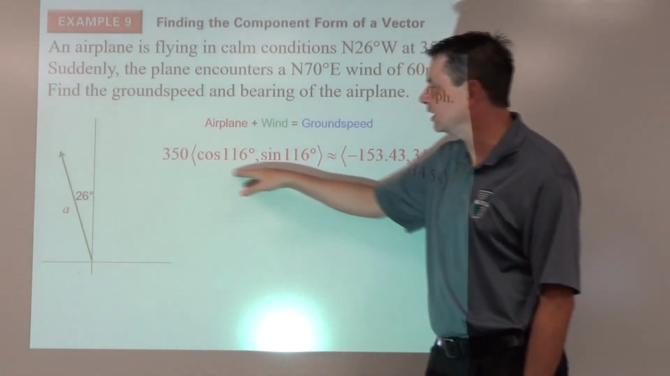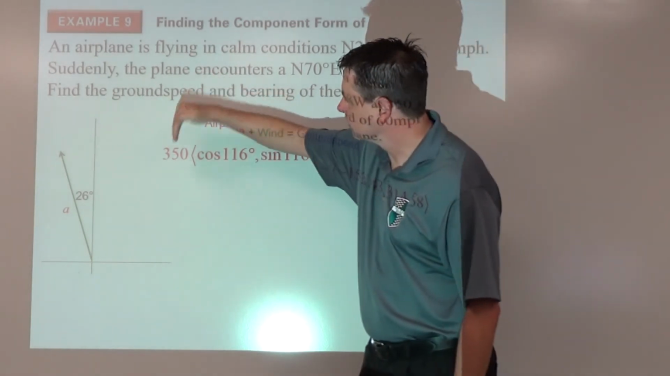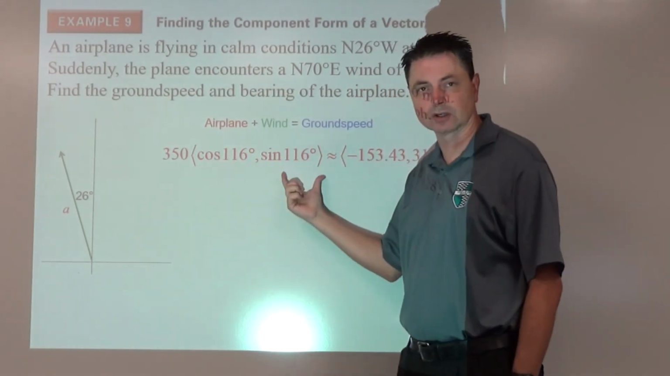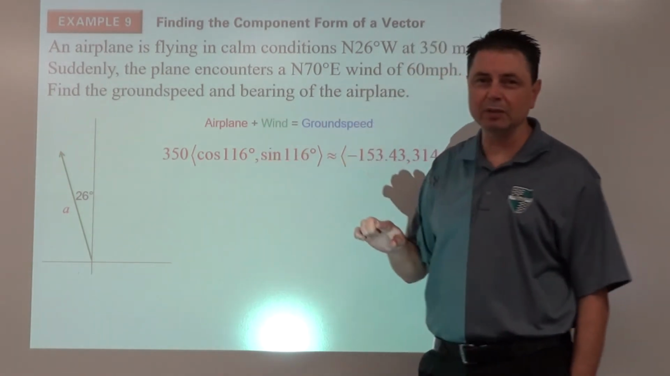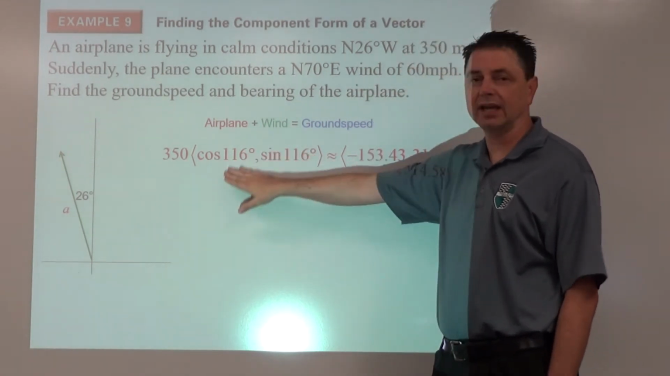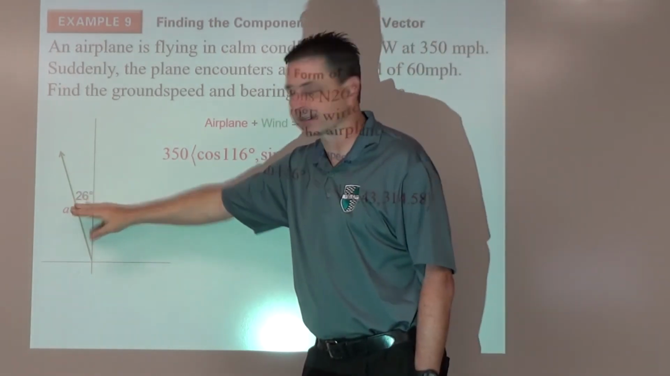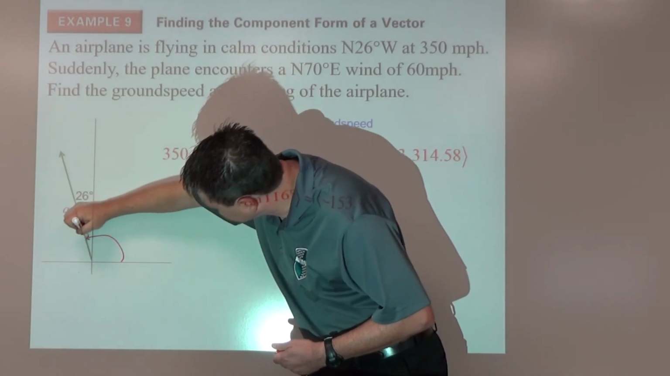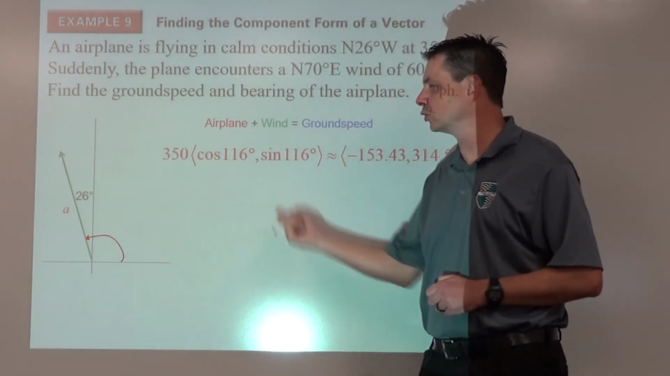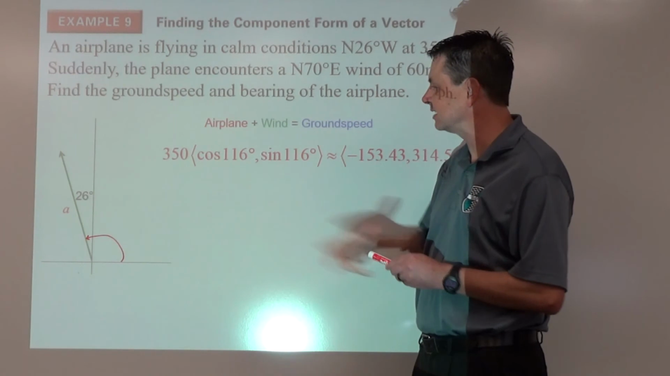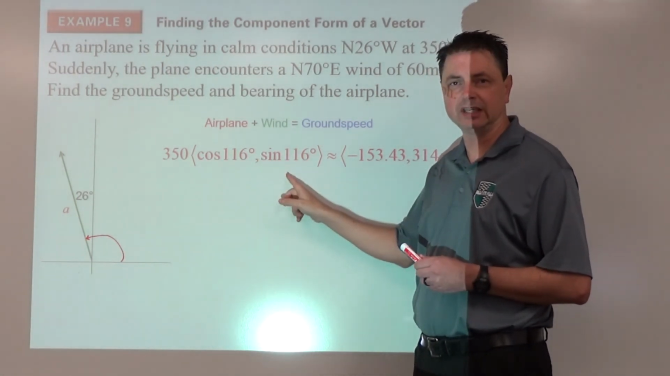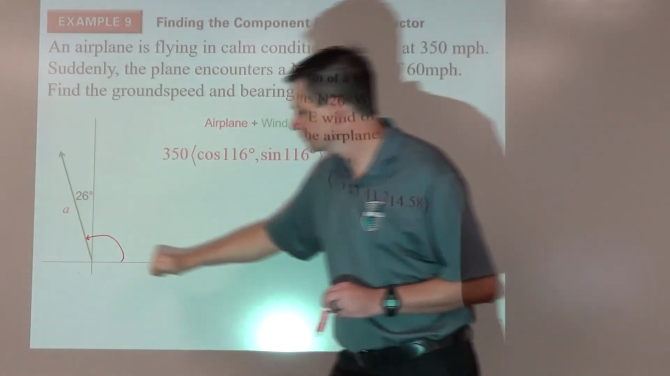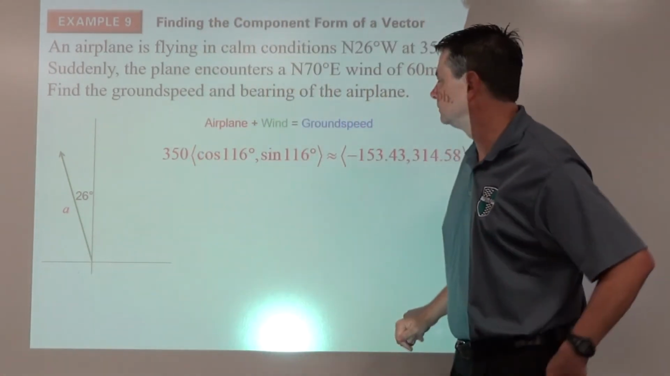So here's our airplane vector, 350 times our unit vector. We get that from the trig. Keep in mind, it needs to be a trig angle, so we're not using 26. It needs to come from there. So it's 90 degrees plus the 26 degrees. That's where we're getting the 116, a trig angle, which is our direction angle.